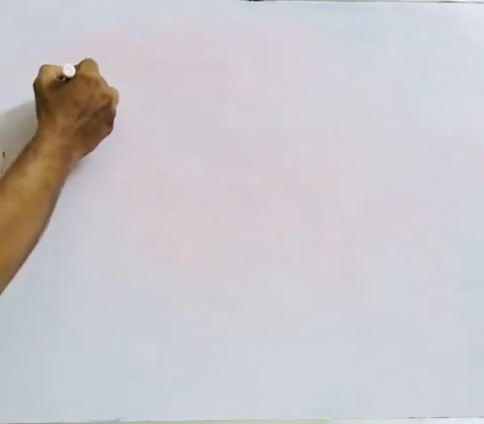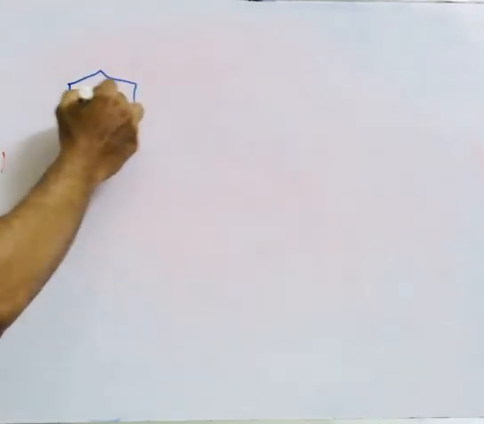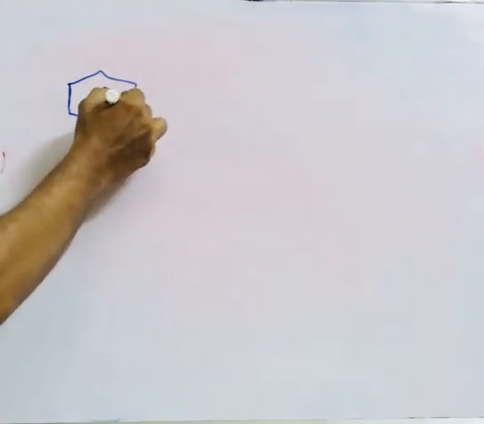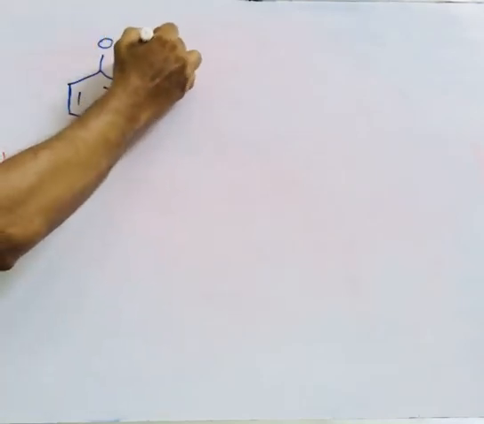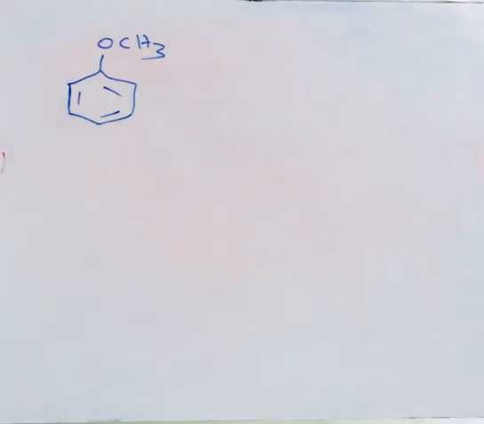Then another important reaction they asked to explain is acylation of anisole. What is anisole? Anisole is also an ether. Clear? Anisole, aromatic. Anisole, that is methoxybenzene. Methoxybenzene is anisole, with an OCH3 group. It is called anisole.